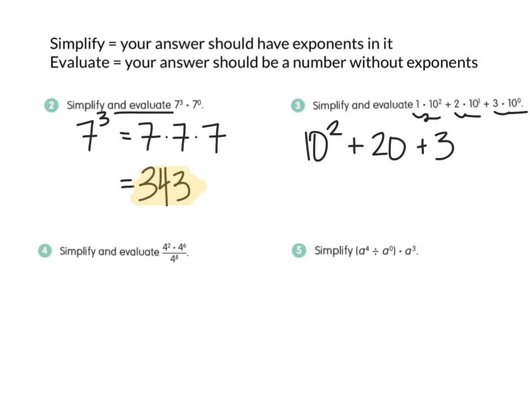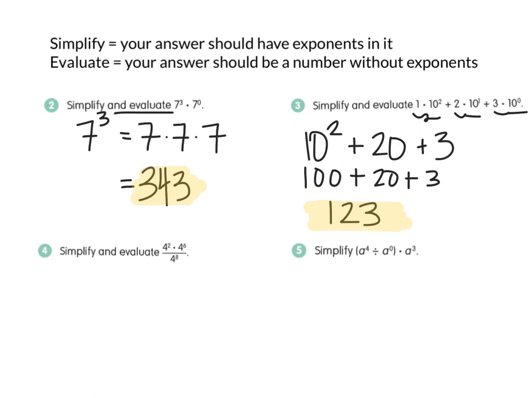Let's continue to simplify this first part here. 10 squared, that's 10 times 10, which is 100. So 100 plus 20 plus 3, our final answer should be 123. The reason our final answer is a number is because they said and evaluate. So we needed our final answer here to be a number.